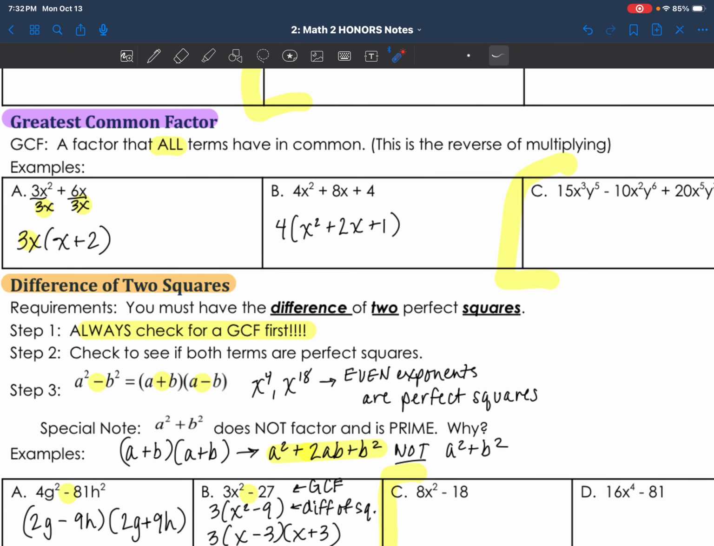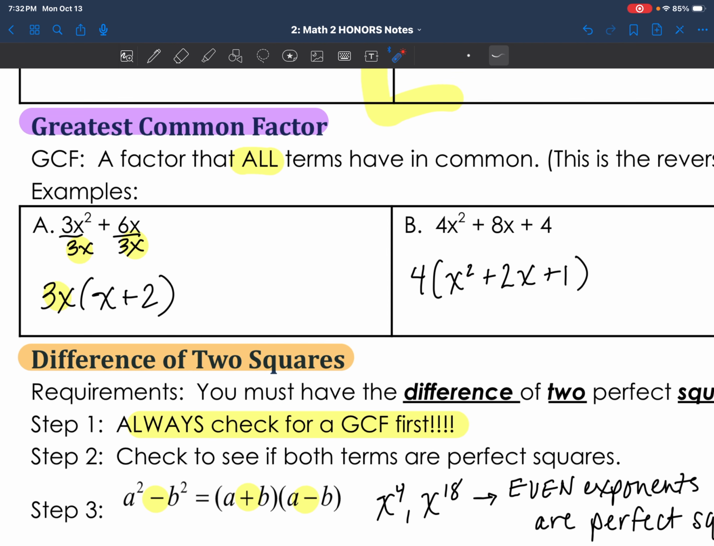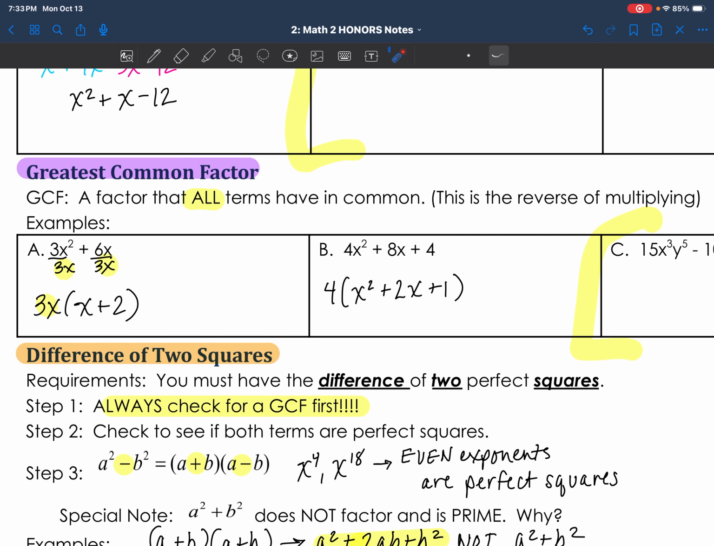All right, and then another thing you need to remember is greatest common factor, or GCF. It's a factor that all terms have in common. So it's the reverse of multiplying. So instead of multiplying or distributing, you're dividing the terms by it.